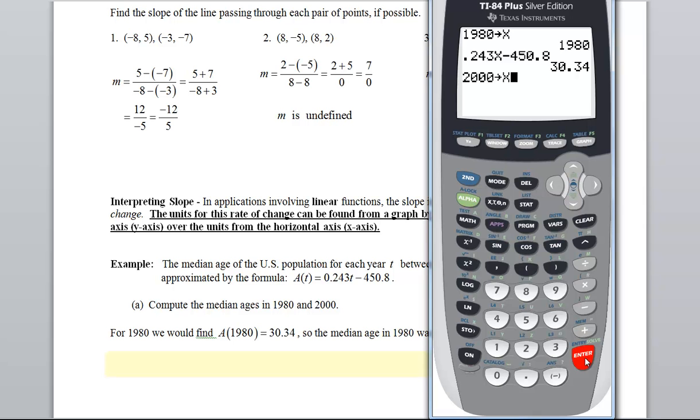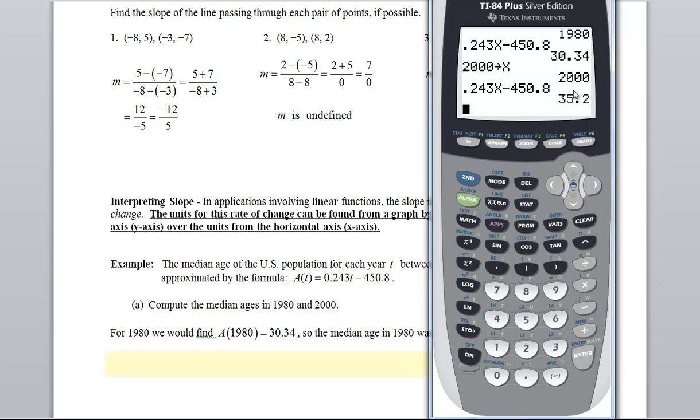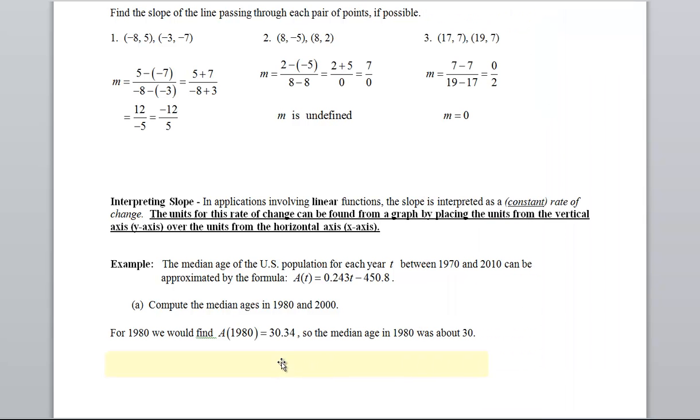For my x, do you remember how I recall? Second enter, 35.2. So in 2000, the median age has gone up. So let me see how I phrase this. For 2000, we find A of 2000, which is 35.2. So the median age in 2000 was about 35.